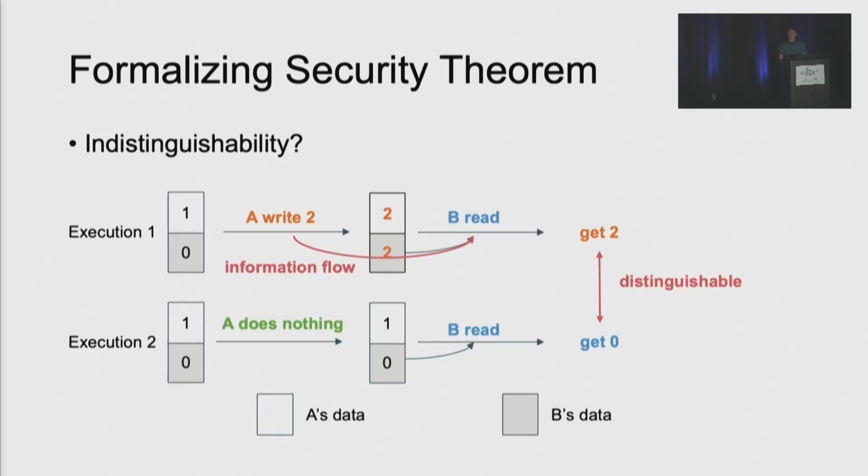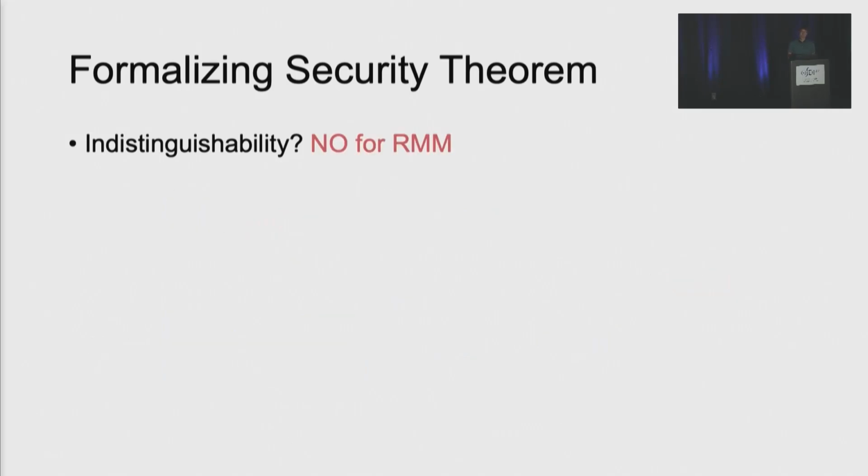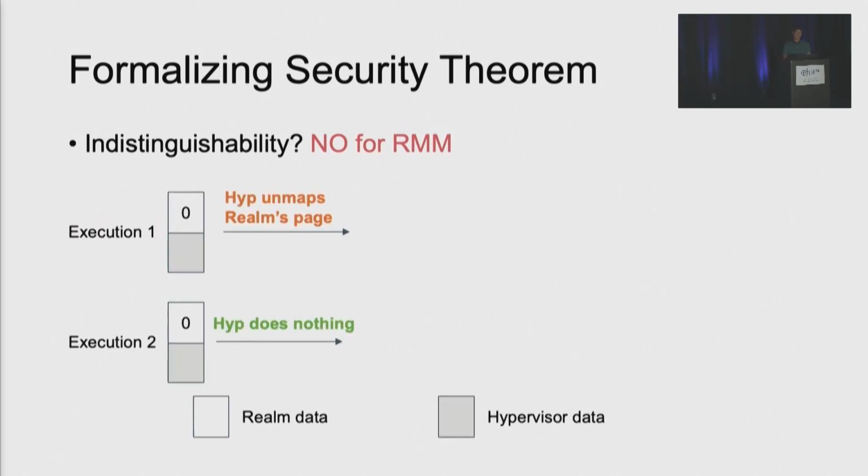It means that there is information flow from A's write to B. Previous verified systems use this approach to discover data leakage. However, it is infeasible to specify the RMM security policy using indistinguishability. First, since RMM relies on the hypervisor to manage all resources of realms, there will be a long list of legal information flow from the hypervisor to the realm. For example, the hypervisor is allowed to unmap pages from a realm.